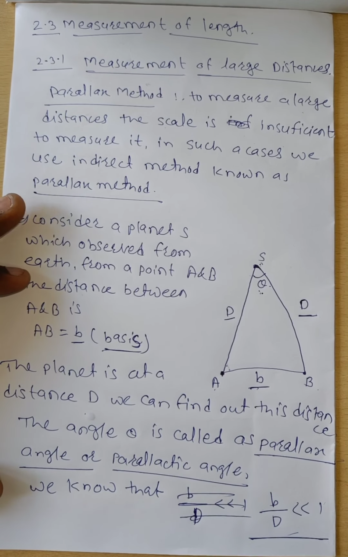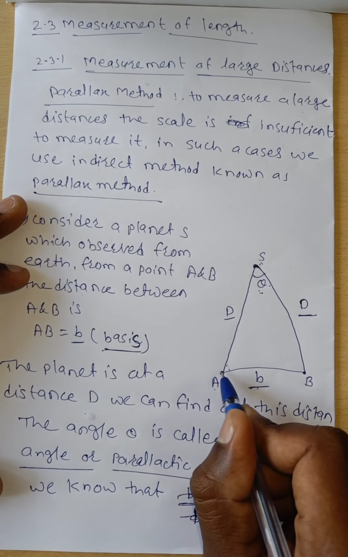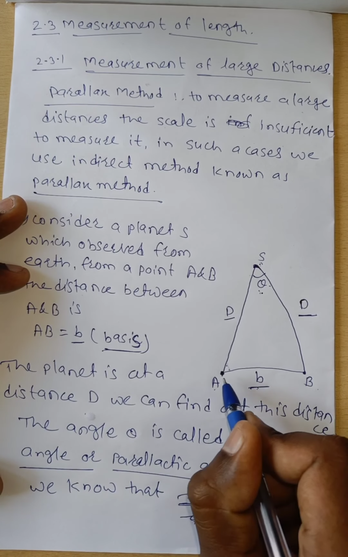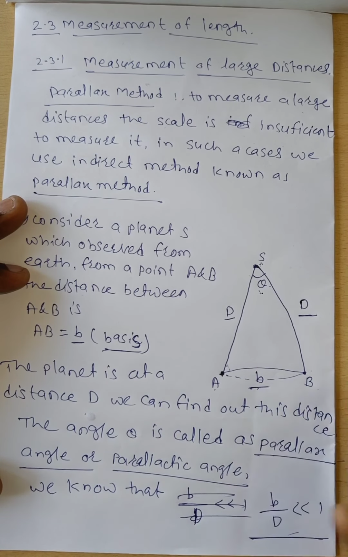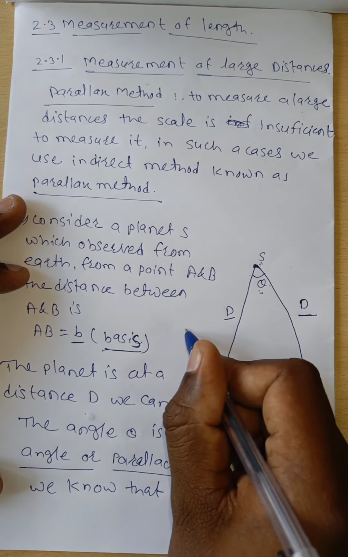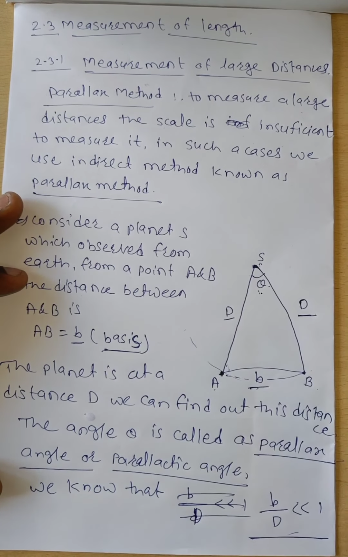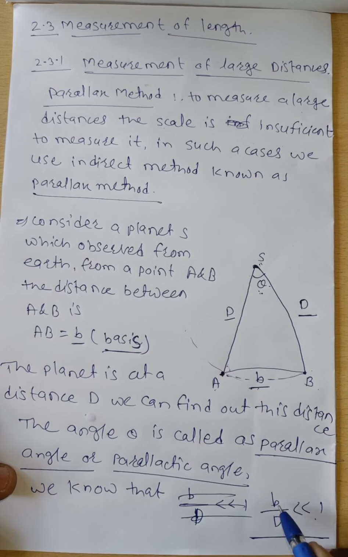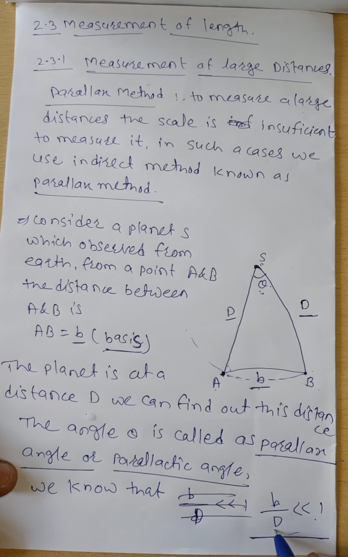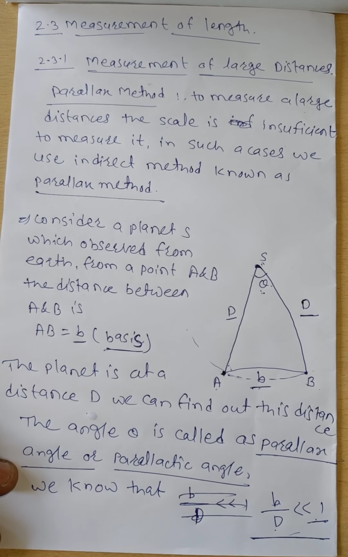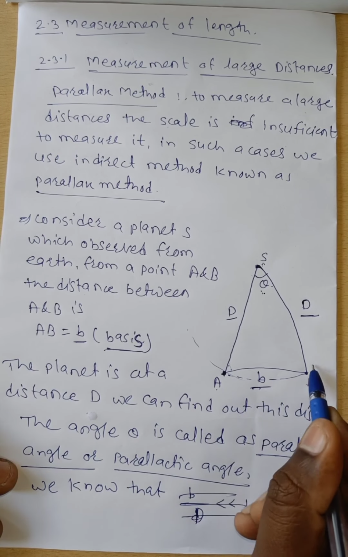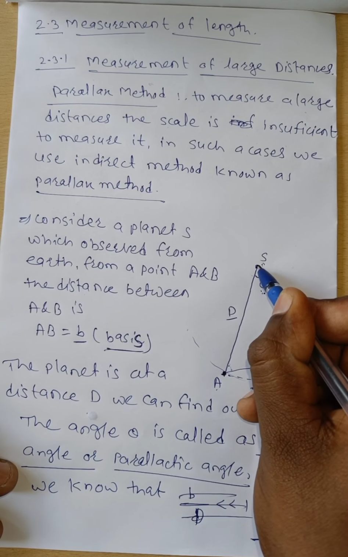Since b by D is very much less than 1, the distance from A to B looks like an arc, and it is part of a circle with center at S. B is very small compared to D, therefore b by D is very much less than 1, and the distance from A to B looks like an arc with center at S.